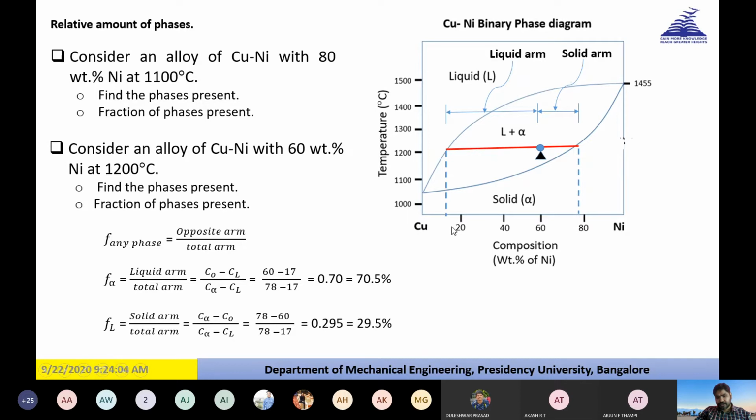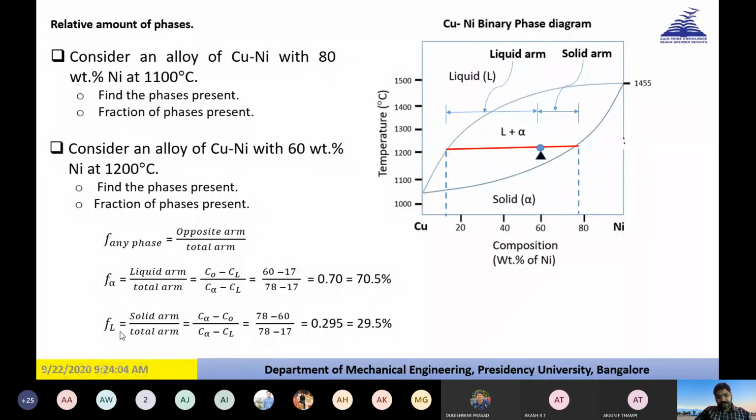So here I have taken about 17% of nickel will be there in Cl. So 60 minus 17 divided by C alpha, that is here you can see that it is approximately 78. I was supposed to write it over here, but I just forgot it. So C alpha is nothing but 78 minus again Cl, that is 17%. So when you calculate it, it will come 0.705. When you multiply with 100, it will come 70.5%.